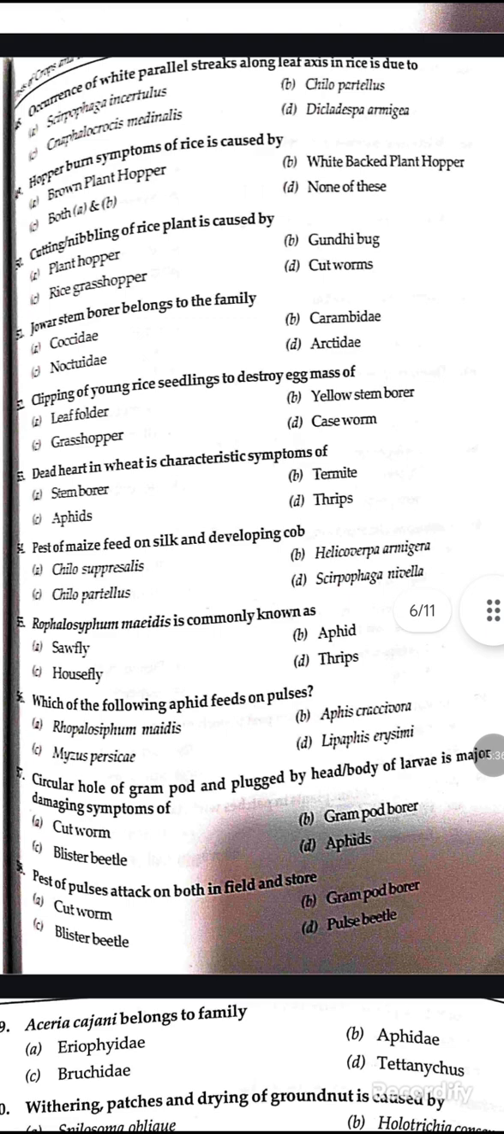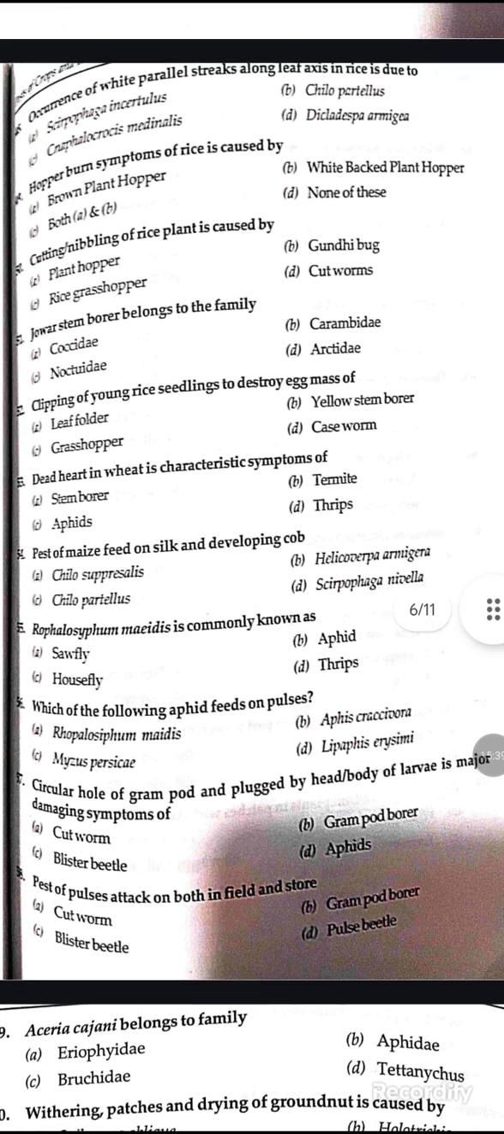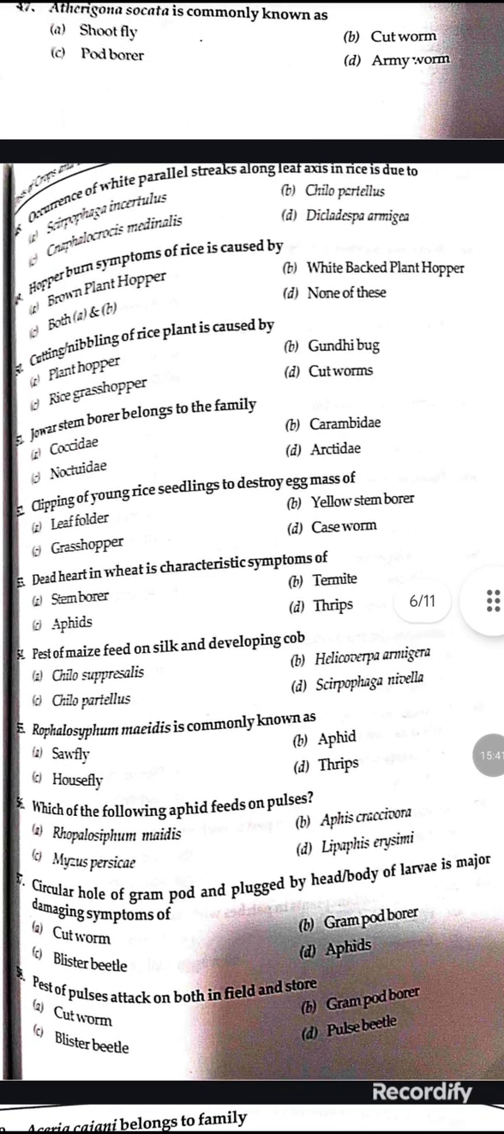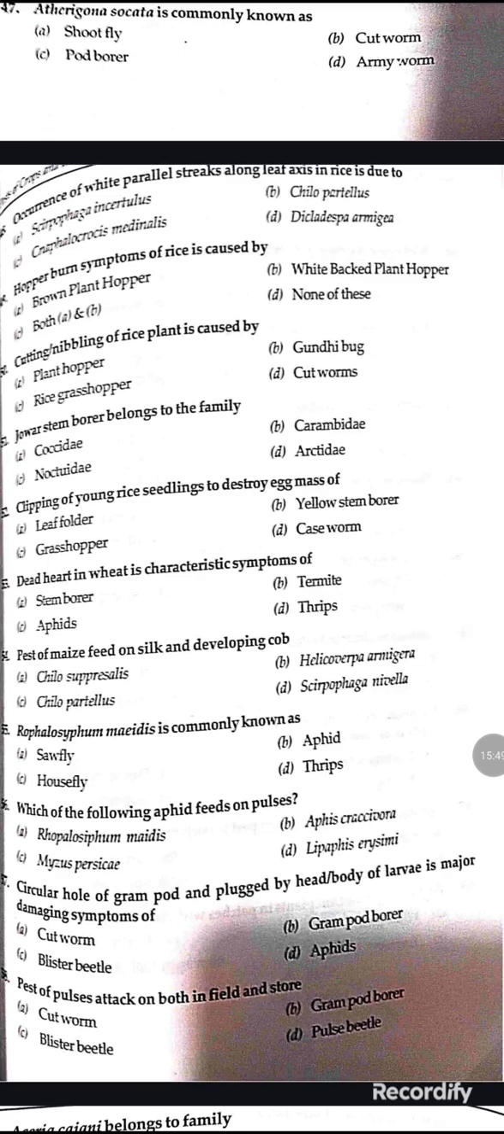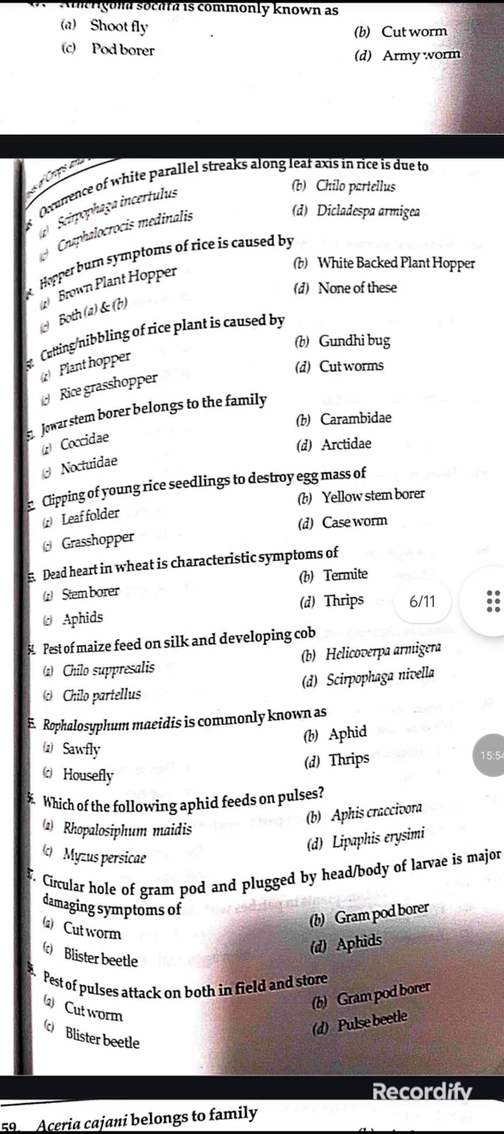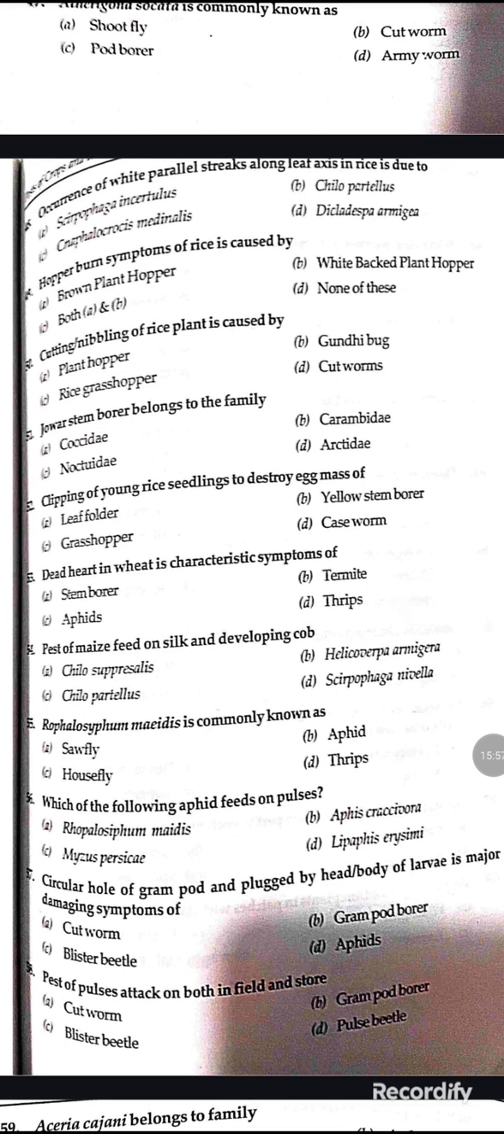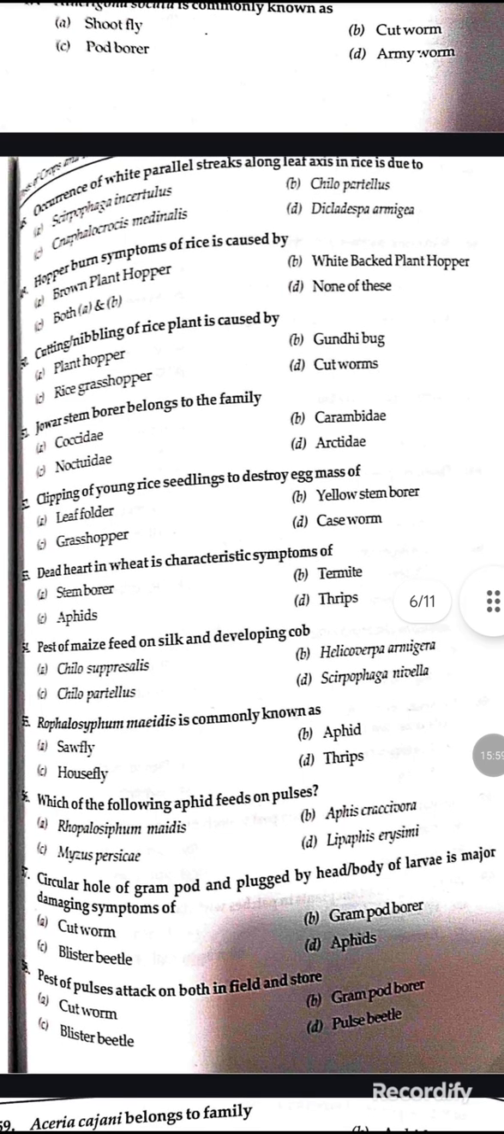Then circular hole in gram pod, plugged by head and body of the larva is the major damaging symptom of what? That is 57B, gram pod borer. It makes a circular hole in the gram pod, plugged by the head and body of the larva, so it is the symptom of gram pod borer. Okay.